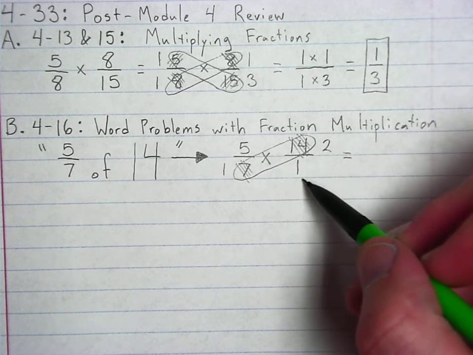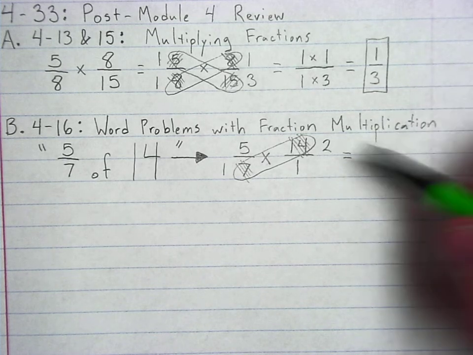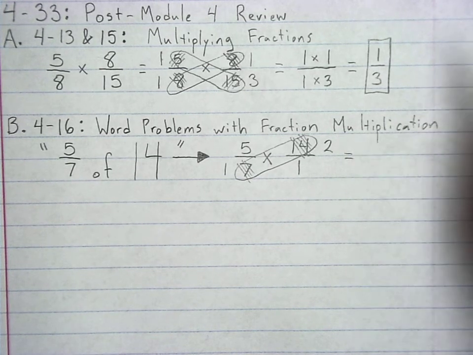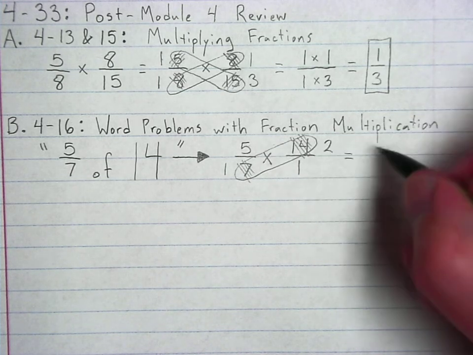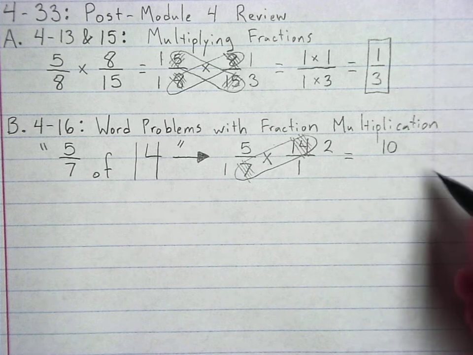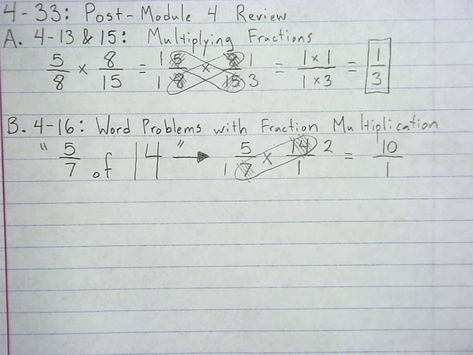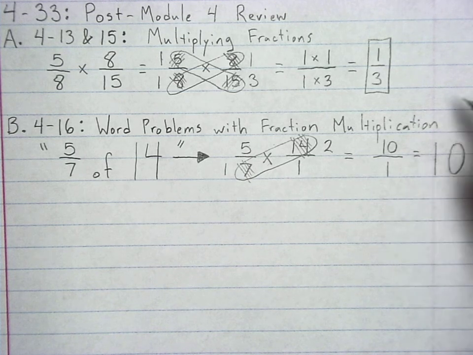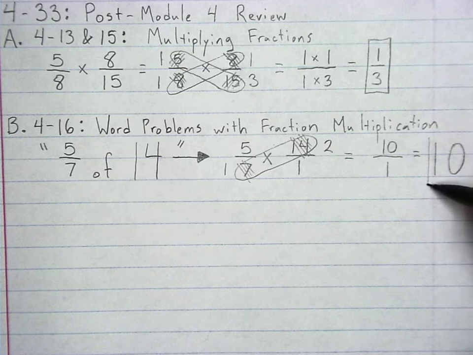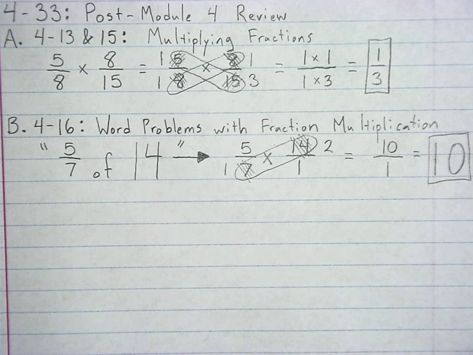Now 5 and 1, not going to do anything. So I'll just go ahead and multiply across. Just in the interest of time and space, which sounds very dramatic, we'll go ahead and just do that here. 5 times 2 is 10. 1 times 1 is 1. 10 over 1 is 10. Again, anytime I have a fraction with something over 1, it's just another way of showing that particular whole number. Whatever the numerator is, that's the whole number.